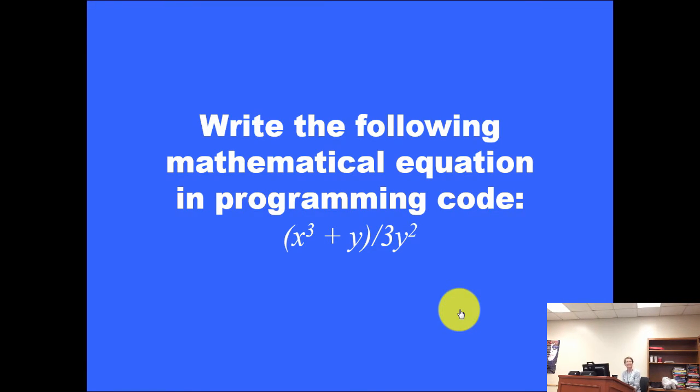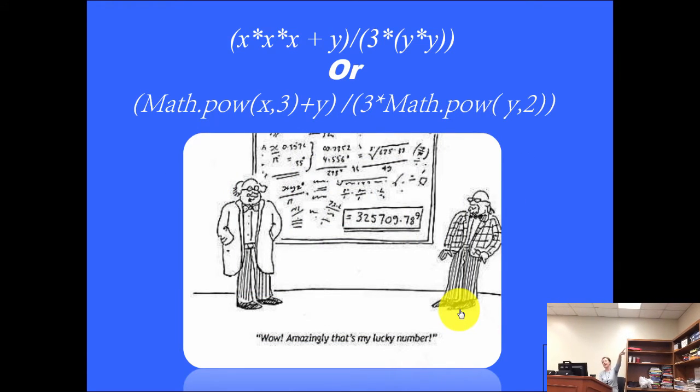So this is how you do it. So you can do it 2 different ways. You can use the math.pow or just multiply it out. Okay?